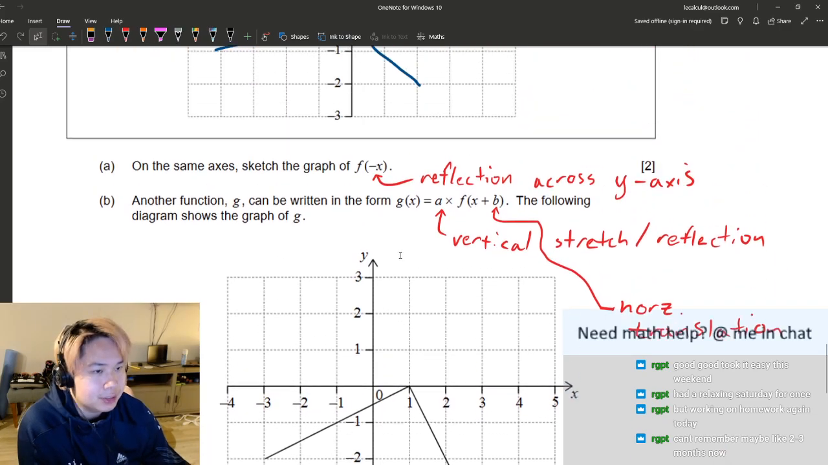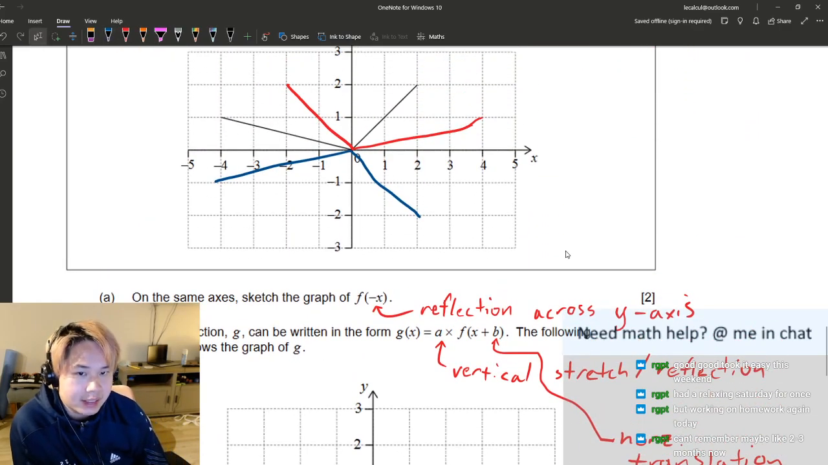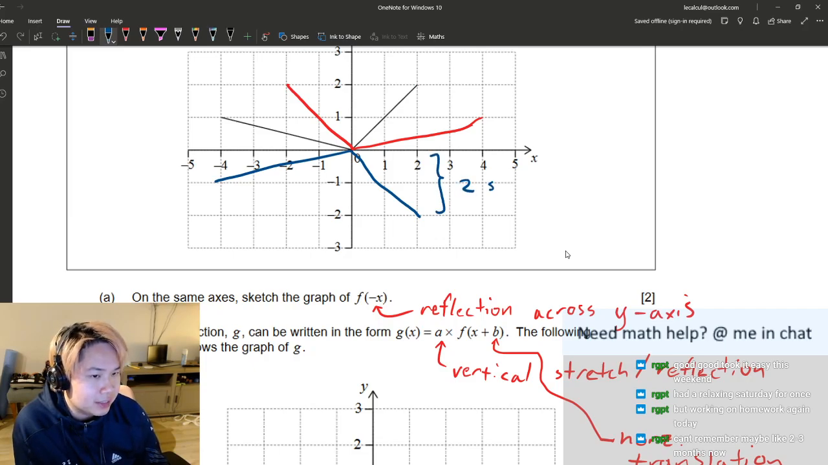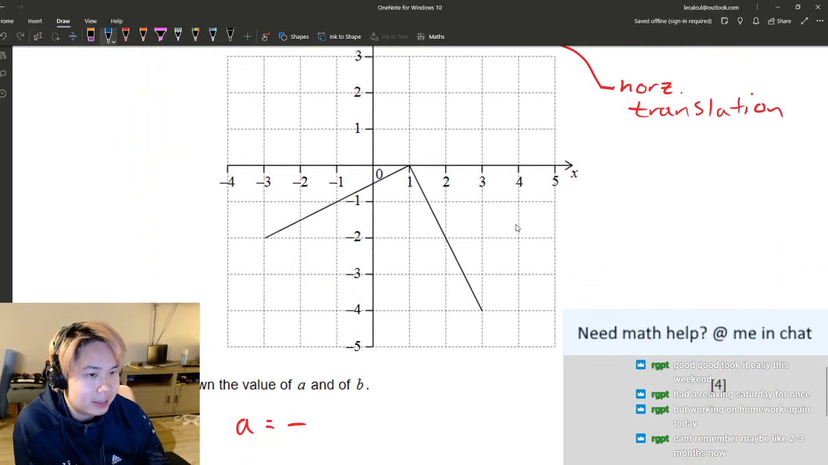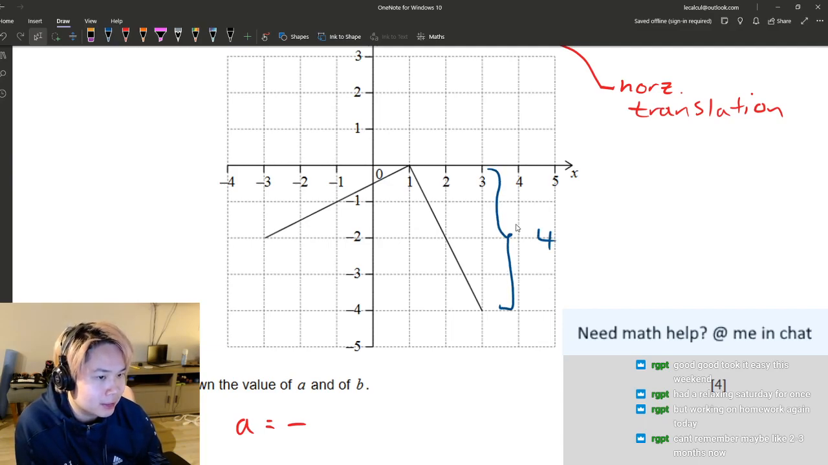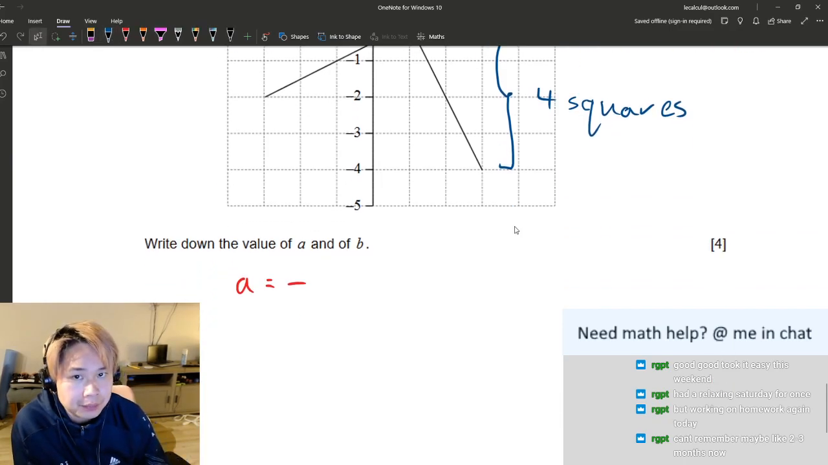But okay, let's go over this. You can see that right now, this has a vertical height of 2 squares. And then if you compare that to this graph, this has a vertical height of 4 squares. So it's clearly been vertically stretched by a factor of 2. So a is negative 2.